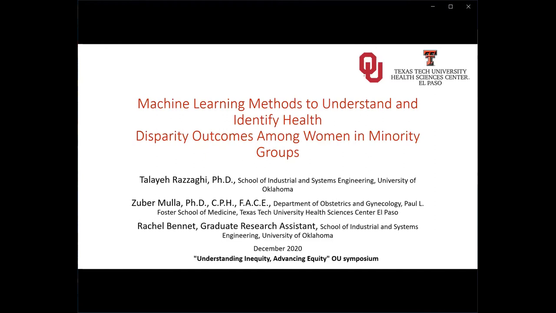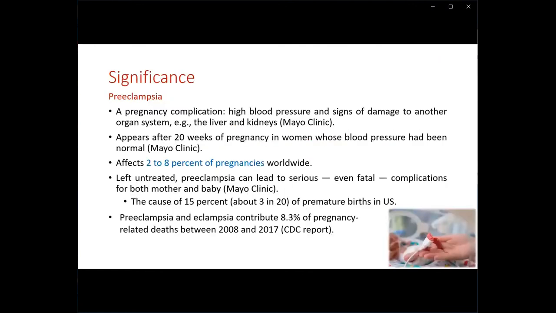My talk will be mostly about the significance of this problem and how we adapt deep neural networks as a tool to understand and predict the complication. According to Mayo Clinic, preeclampsia is a pregnancy complication characterized by high blood pressure and signs of damage to other organ systems, most often the liver and kidneys. It usually begins after 20 weeks of pregnancy in women whose blood pressure had been normal.